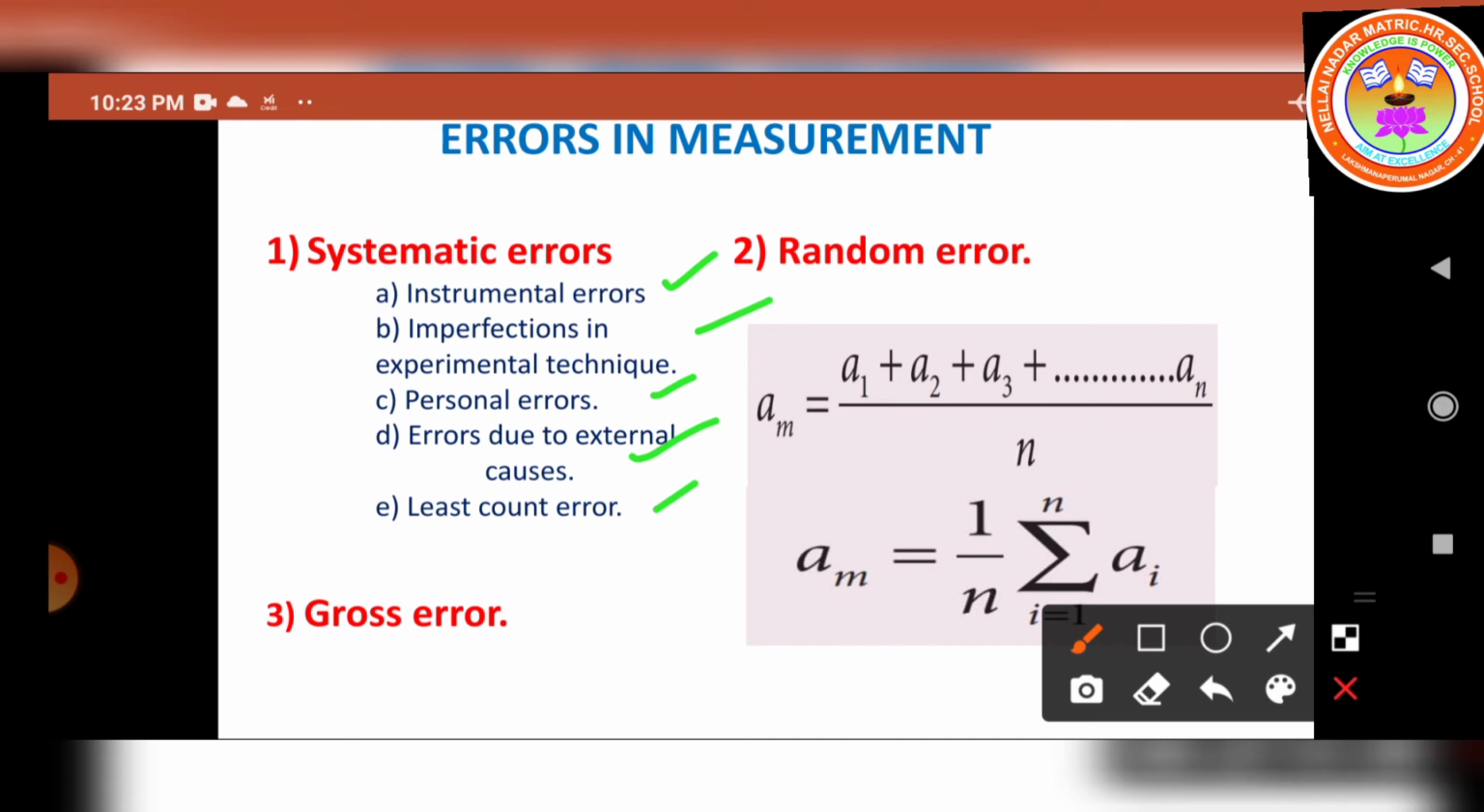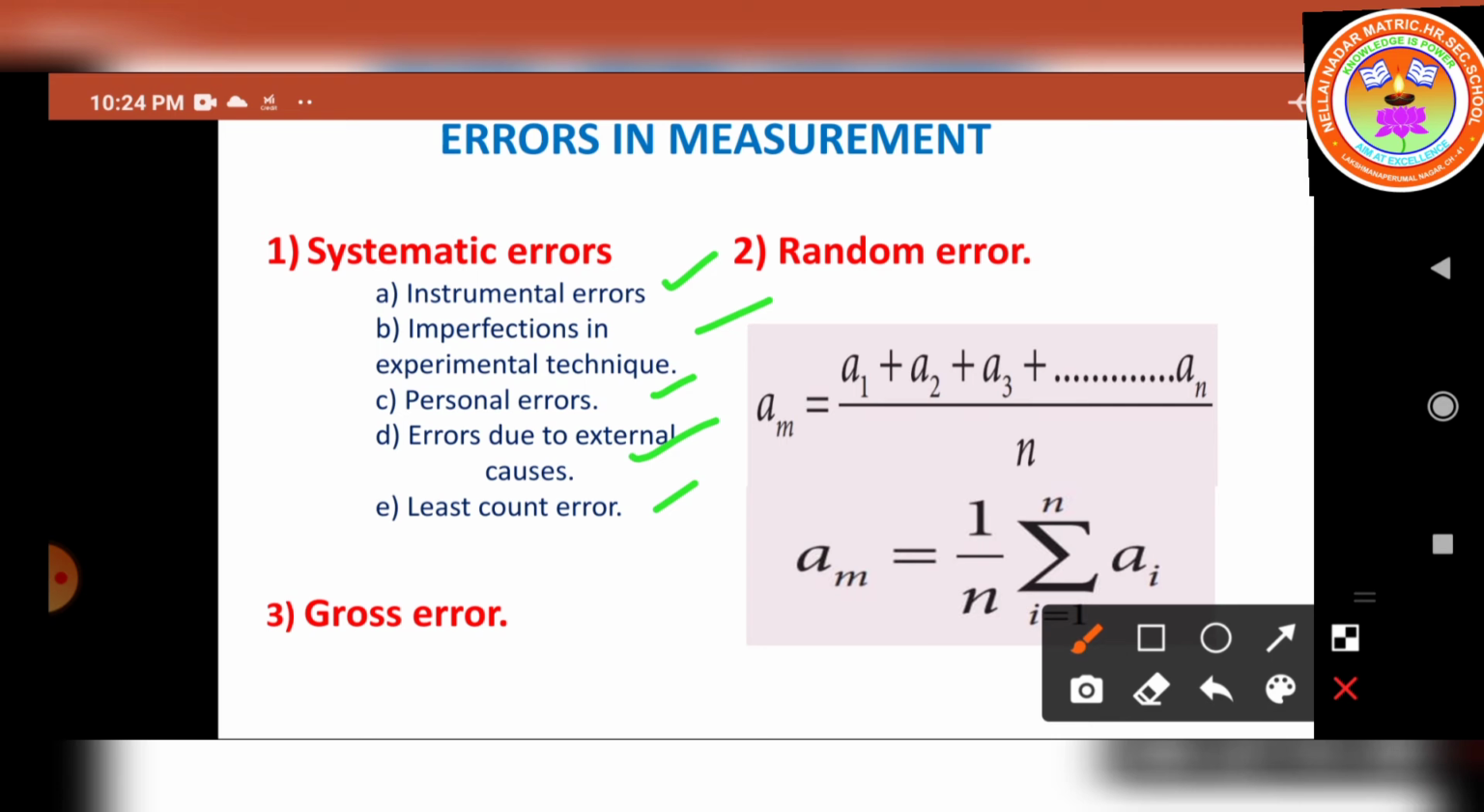And the third one, personal errors. These errors are due to individuals performing the experiment. Maybe due to incorrect initial setting up of the experiment, or carelessness of the individual making the observations, due to improper precautions.